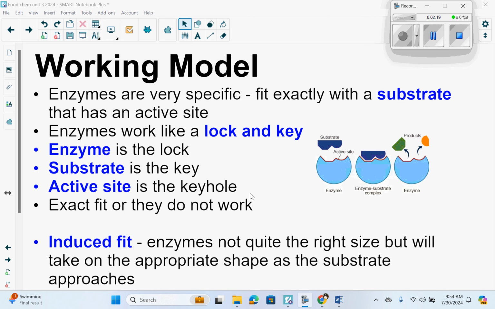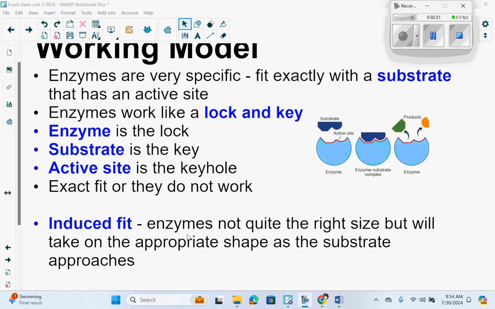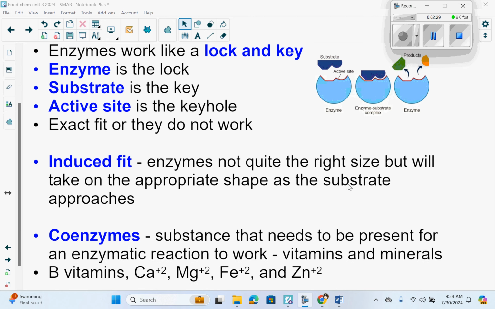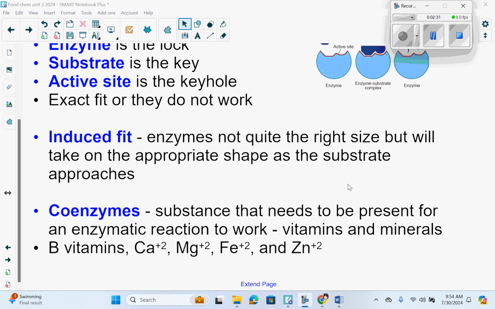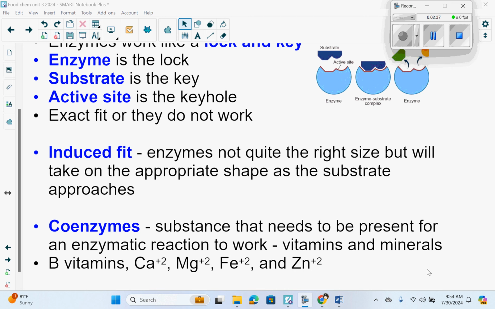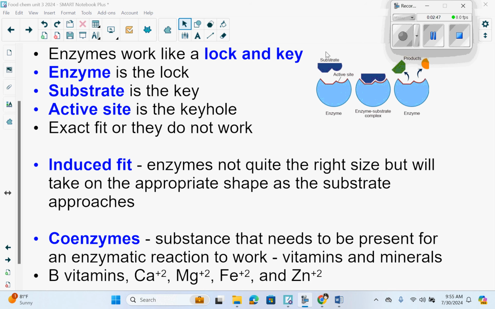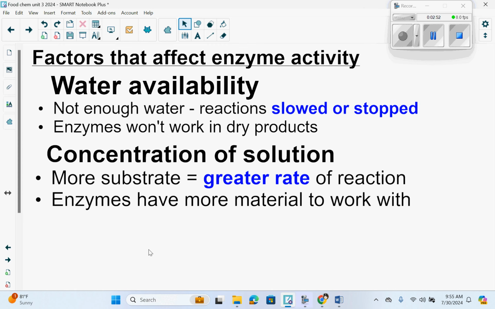Now, there are some exceptions. You could have what's called an induced fit. The enzyme is not quite the right size, but will take on the appropriate shape as the substrate approaches. You can also have a coenzyme. This is a substance that needs to be present for the enzymatic reaction to work. These would be things like vitamins and minerals, like your B vitamins, calcium, magnesium, iron, and zinc as minerals. So it has to be an exact fit, but you could have an induced fit or a coenzyme to help out with that.